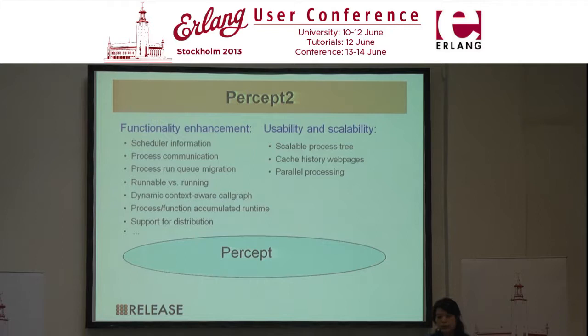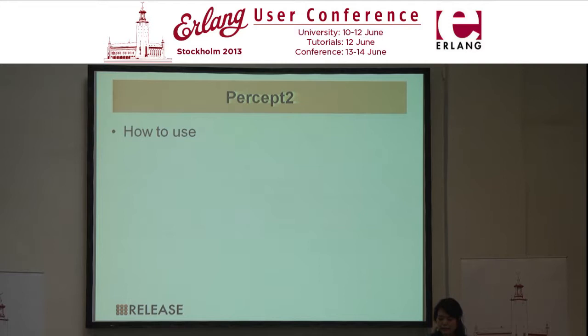So now I'm just going to talk you through what Percept looks like, and what functionality is there in more detail. Before that, I'll tell you how to use Percept 2. There are a few ways you can profile a program. If the application is not big, it's a small application, and you know the entry function of the application, you can choose to profile the whole run of the application. So here, to profile with Percept, you specify the file which is going to store the trace data, the entry function of the application, and some options.